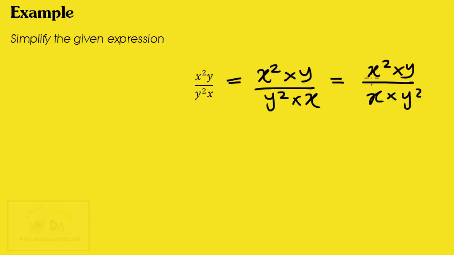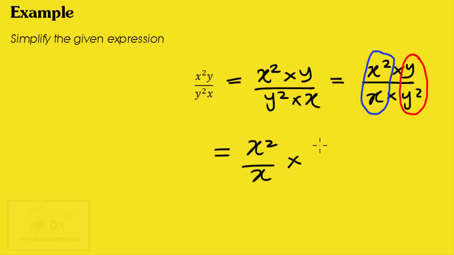Now I'm going to simplify, break this down into two fractions. This is one, I'm grouping the x's together. This is another, I'm grouping the y's together. And this gives me x squared over x times y over y squared.